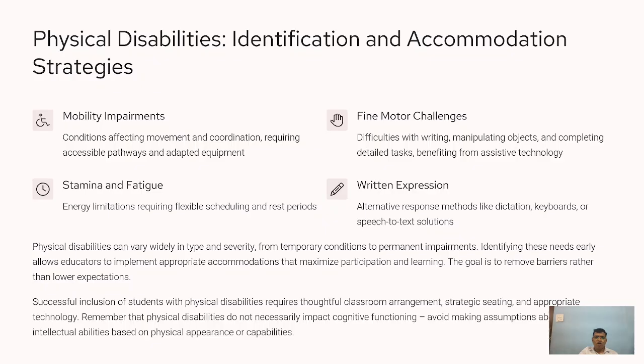Physical disabilities can vary widely in type and severity, from temporary conditions to permanent impairments. Identifying these needs early allows educators to implement appropriate accommodations that maximize participation and learning. The goal is to remove barriers rather than lower expectations. Successful inclusion of students with physical disabilities requires thoughtful classroom arrangement, strategic seating, and appropriate technology. Remember that physical disabilities do not necessarily impact cognitive functioning. Avoid making assumptions about a student's intellectual abilities based on physical appearance and capabilities.